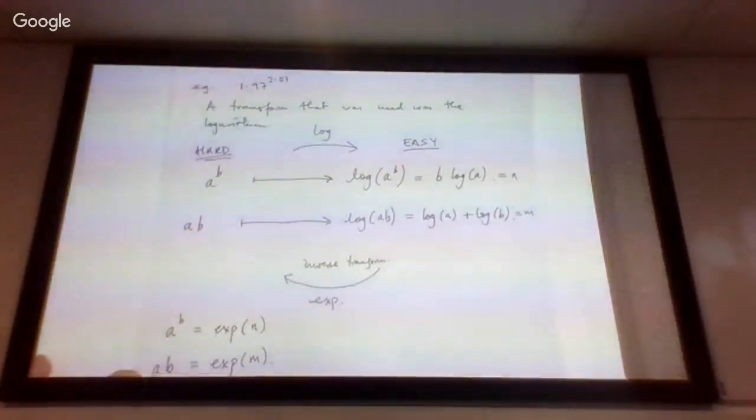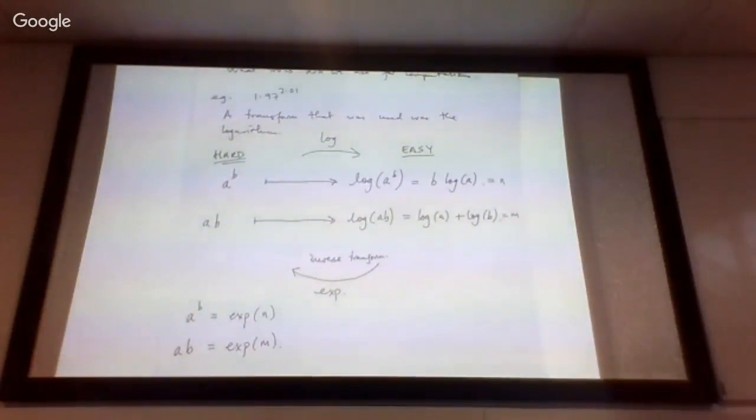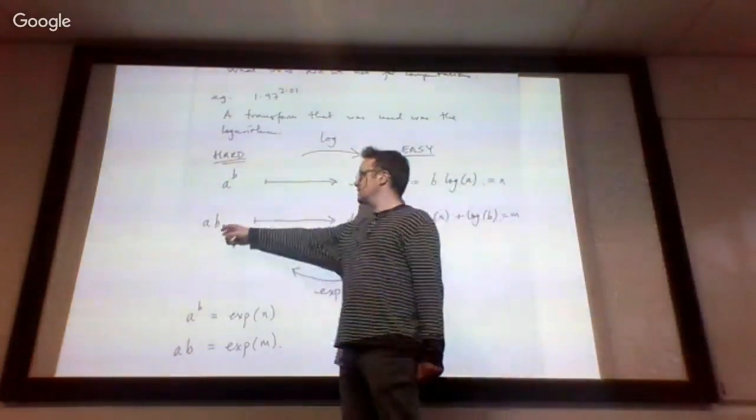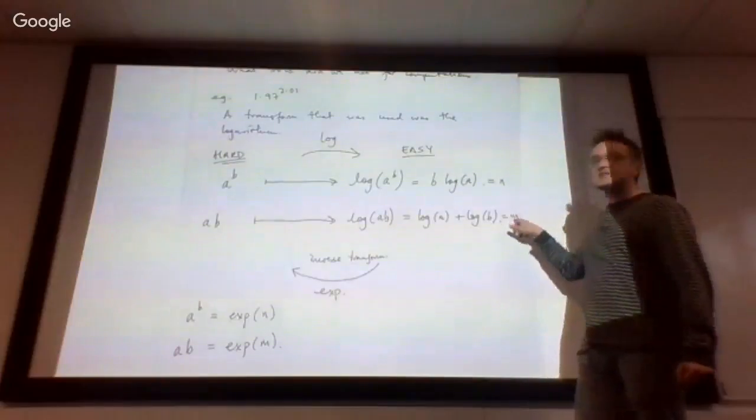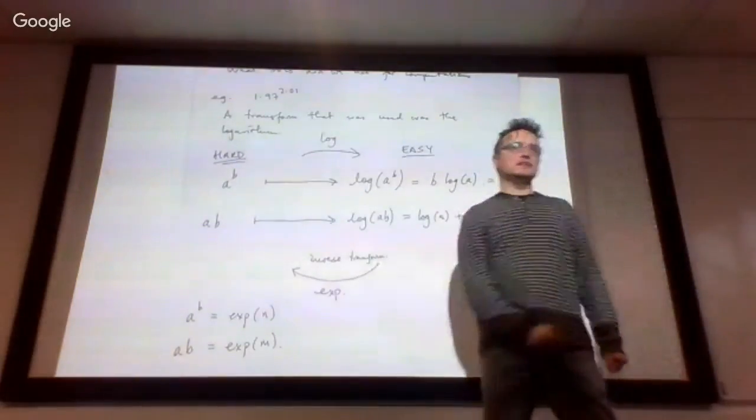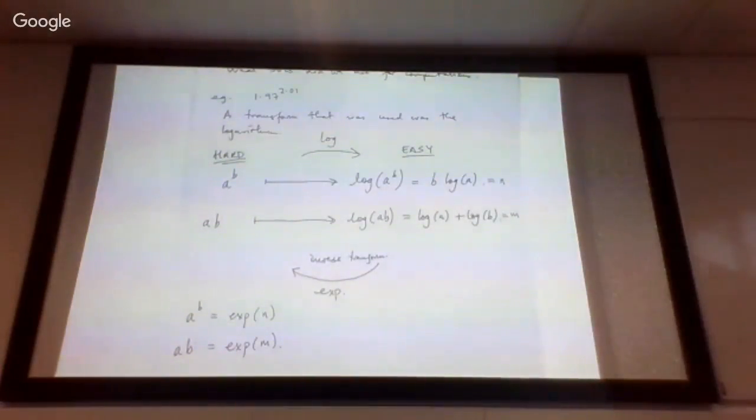Similarly with products, if you have to multiply together two numbers, to do it quite quickly, just get your log tables, look up the logarithm of a and b, add them together, and then look up the exponential of m, and then you get your value for a times b.